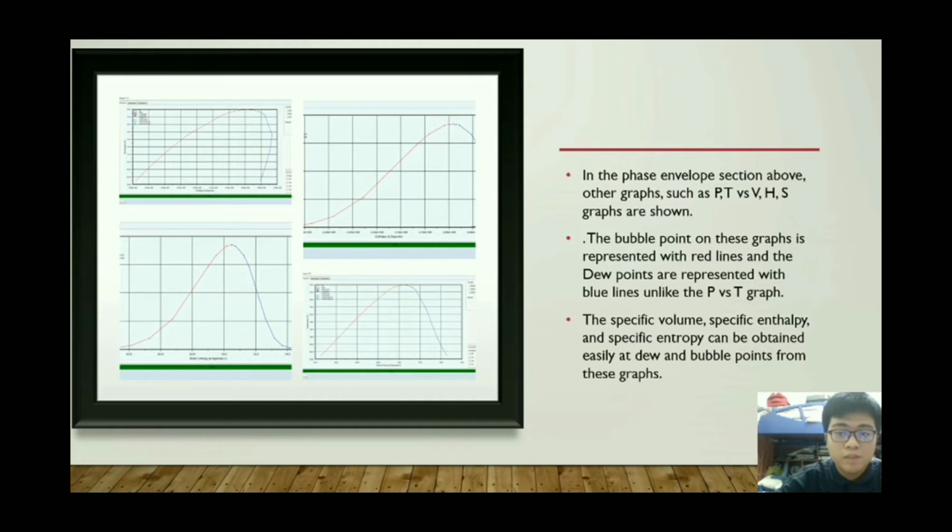In the phase envelope section, other graphs such as PT versus VHS graphs are shown. The bubble point on this graph is represented with red lines and the dew points are represented with blue lines, unlike the P versus T graph. The specific volume, specific enthalpy, and specific entropy can be obtained easily at dew and bubble points from these graphs.